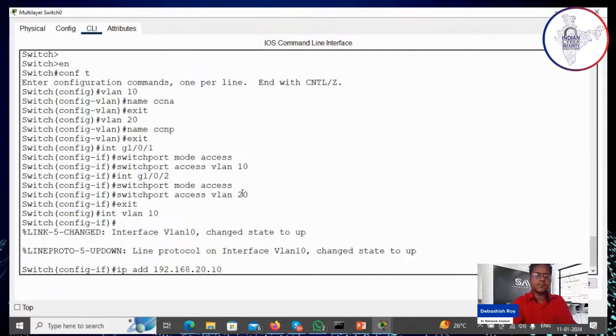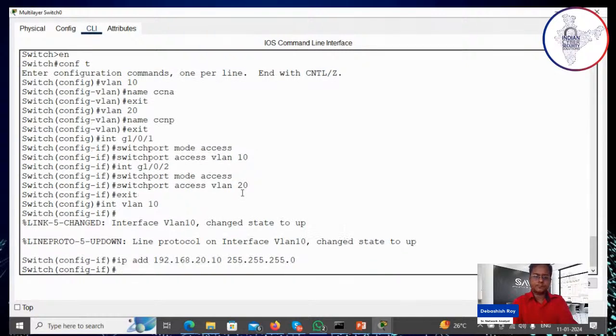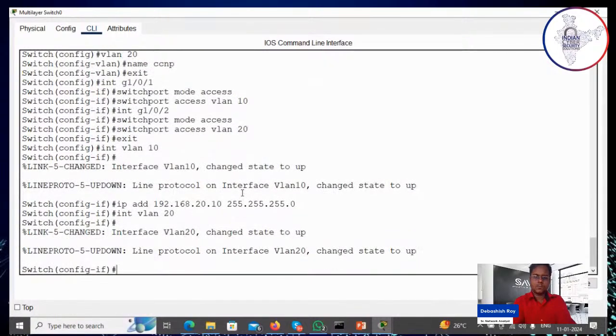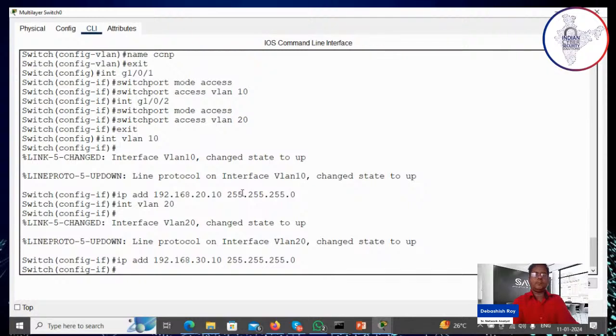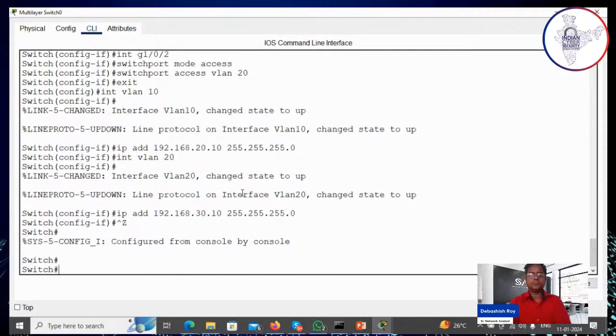Let's say the gateway is the same 20.10 that was there. You do not need to specify any encapsulation, nothing. It is only an SVI interface VLAN 20. Give the IP address, say 30.10. So we have created the VLAN database. We have assigned the interfaces to the respective VLANs, and also we have added SVIs and the gateways for the VLANs. So nothing else we need to do.